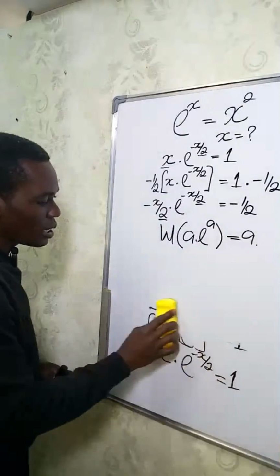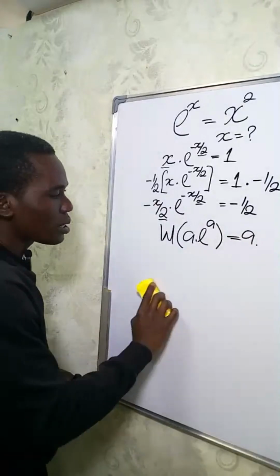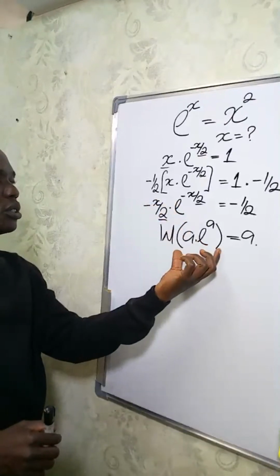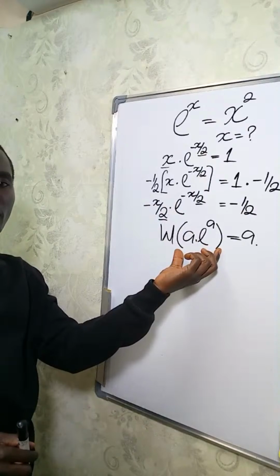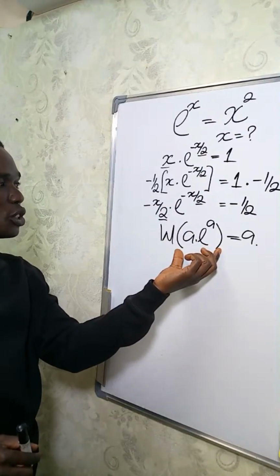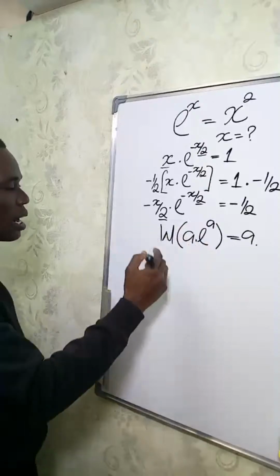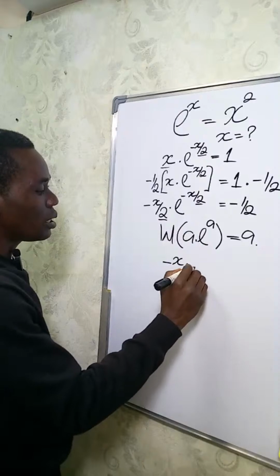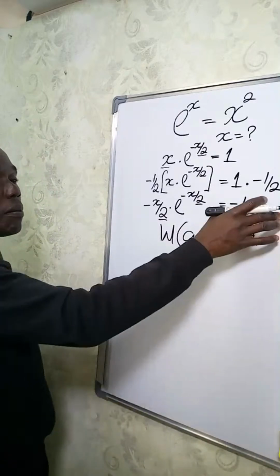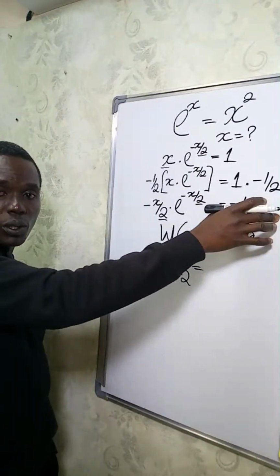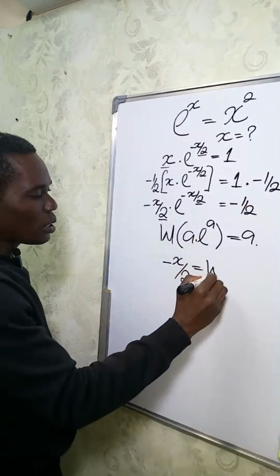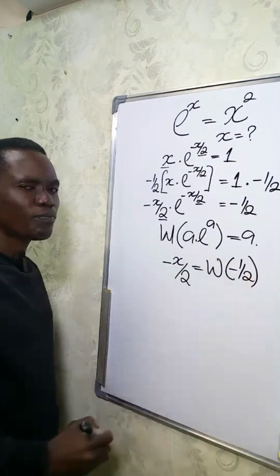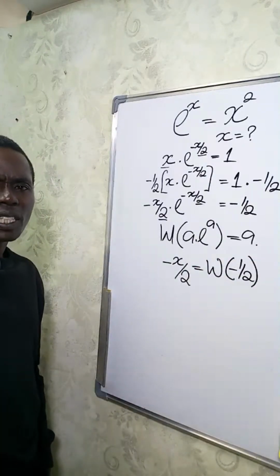That tells us that we need to take the Lambert W of that expression. And this whole expression just stands like this. And then if we take the Lambert W of this whole expression, the only thing we'll be having here is negative x divided by 2. And this will be equal to the Lambert W of this expression, negative 1 divided by 2, right?